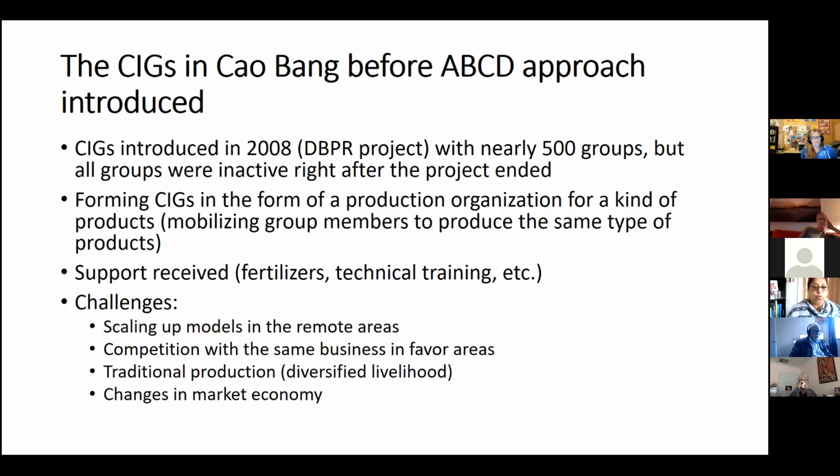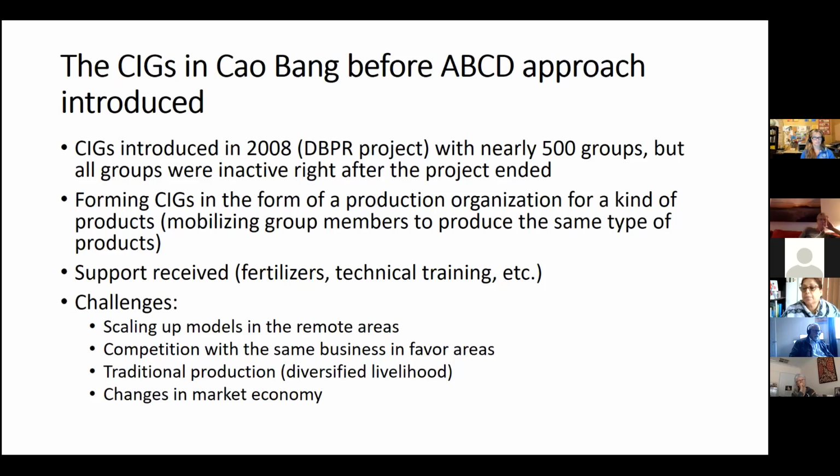So basically, the CIG is one development approach that has been used in Cao Bang province. They believed that by grouping people and households together, it can create additional value and could be helpful for agricultural development. However, in the first phase, 500 groups were formed and they got some support, but it still didn't work well. Almost all of them were inactive right after the project ended.